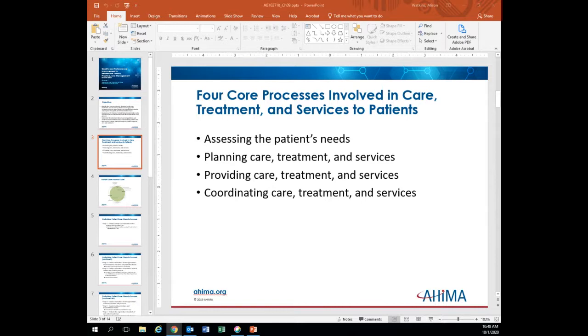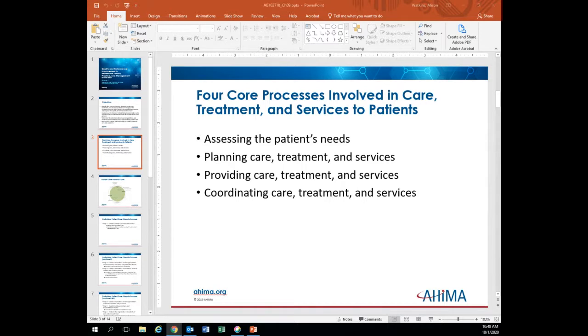So this chapter is basically kind of two parts. The first part of it is looking at what we call the core processes, which are involved in the care, treatment, and services for the patient. And then the second part of the chapter is basically the steps that get us to where we need to go, that being successful care of the patient. And then the last part of the chapter is what they call ongoing development.